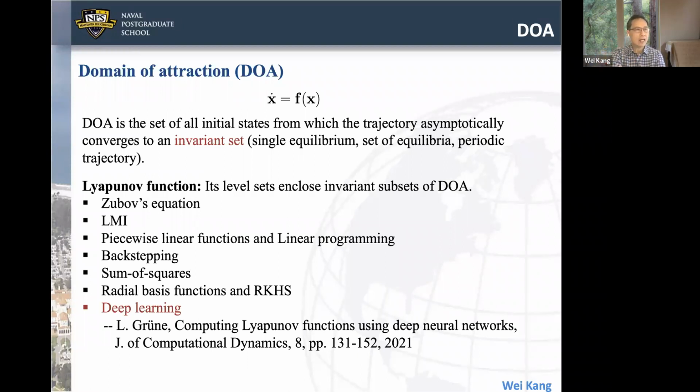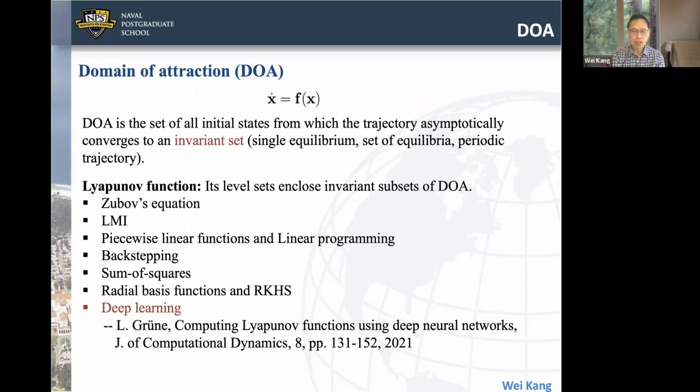Then the question is, how can you find the domain of attraction, or how can you characterize the domain of attraction? In high dimension, you cannot draw the graph, right? So you need an effective way to characterize how close you are to the boundary of the domain of attraction, right? So that's the question.